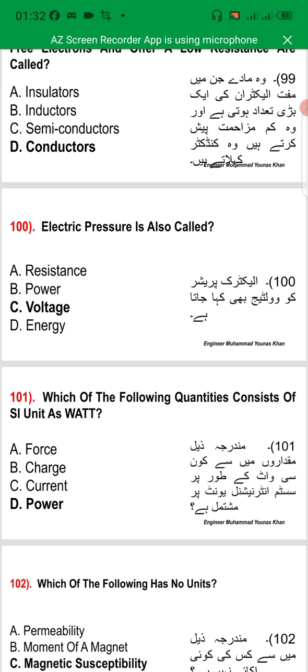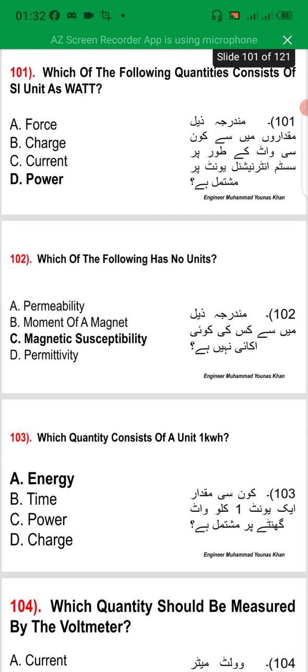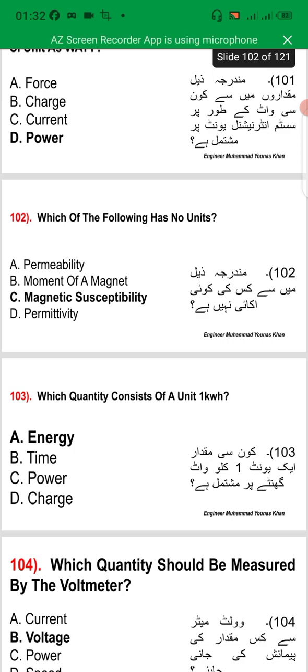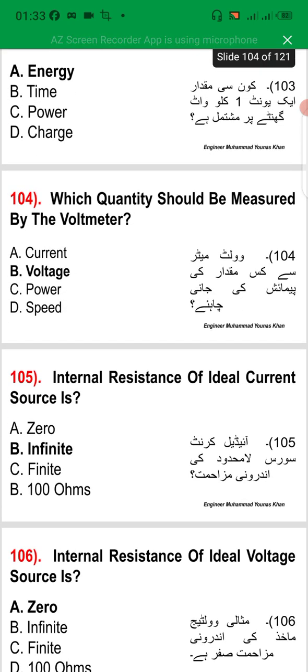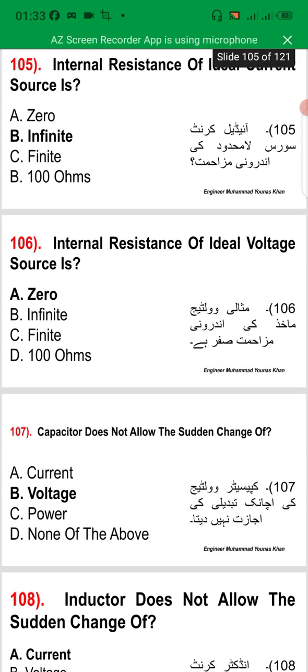Which of the following quantities consists of SI unit as watt? Power. Which of the following has no units? Magnetic susceptibility. Which quantity consists of unit 1 kilowatt hour? Energy. Which quantity should be measured by the voltmeter? Voltage. Internal resistance of ideal current source is infinite. Internal resistance of ideal voltage source is 0.